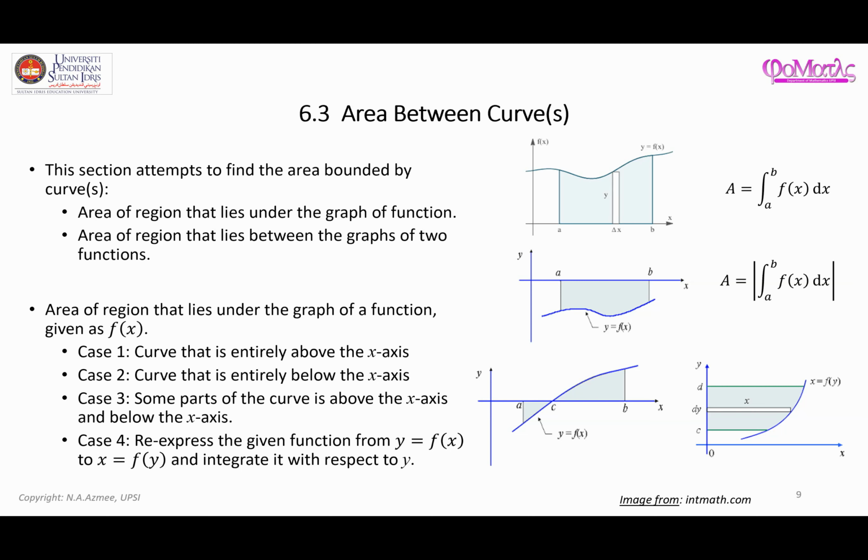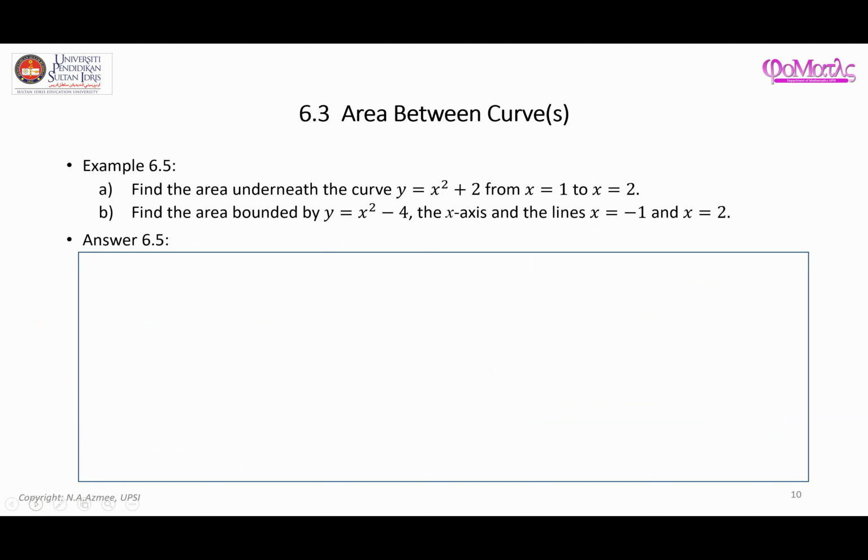Well, in the previous video, I talked about the idea of the area of a region that lies under the graph of a function, and there are four different cases that you will see here, and these cases are going to be illustrated in this video. So let's talk about the first example here. You are required to find the area underneath the curve y equals x squared plus 2 from x equals 1 to x equals 2.